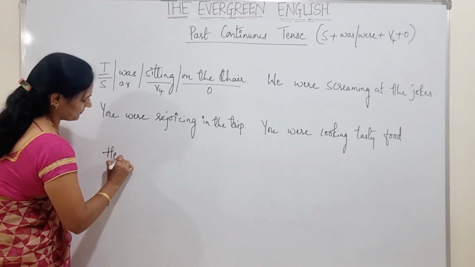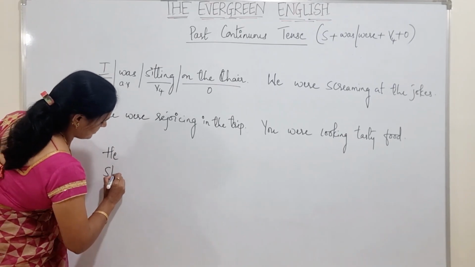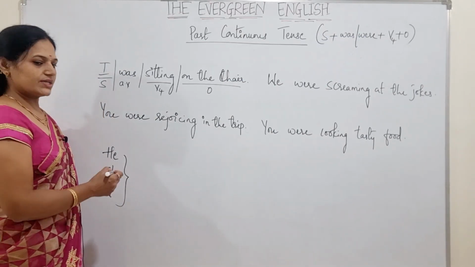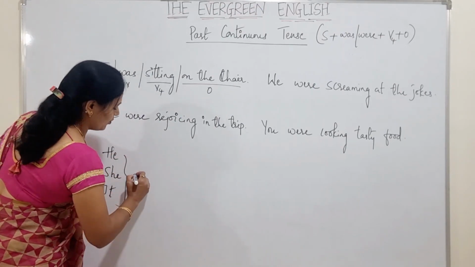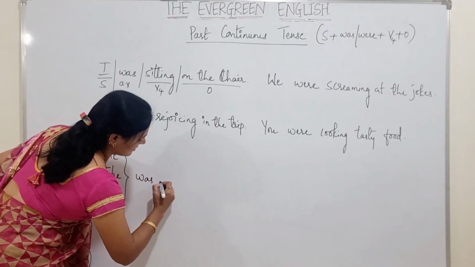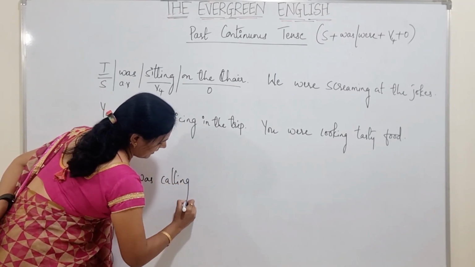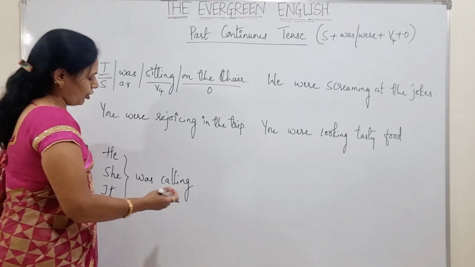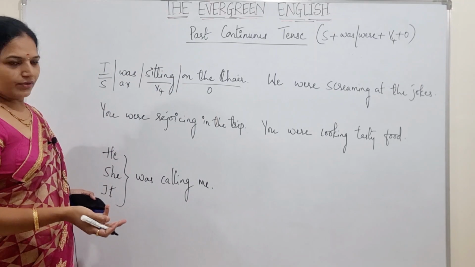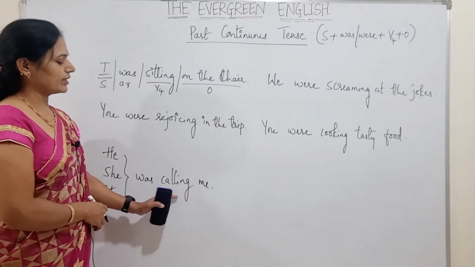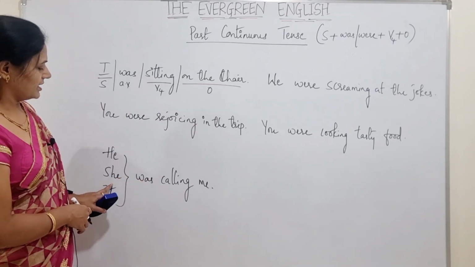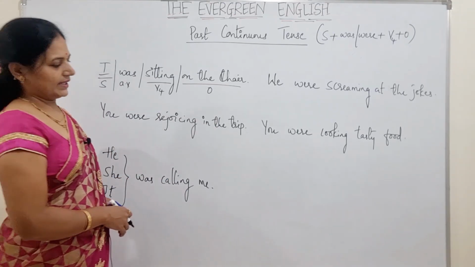Again, we have he, she, third person singular: he, she, it. He, what? He was or were? He was. He was calling or knocking. He was calling me. Okay, very short sentence. He was calling his parents. He was calling his mother. She was calling. It was calling.